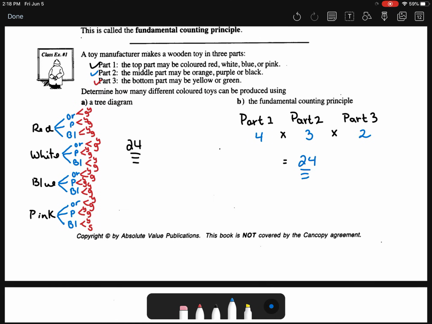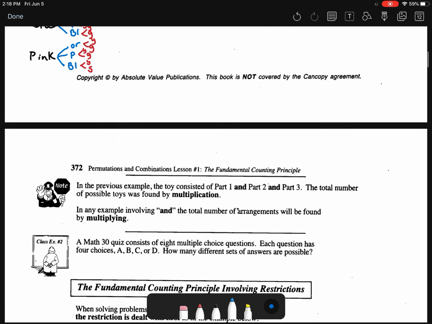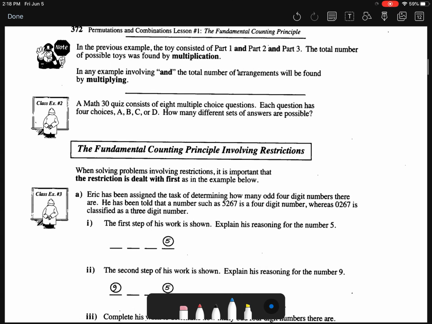And you're going to see we use the fundamental counting principle quite a bit more than we do tree diagrams moving forward. In the previous example, the toy consisted of part 1 and part 2 and part 3. So as I mentioned, when we are dealing with that word "and," we are going to multiply. And means multiply. That's what we want to do. And on the side, if you want to add it in, like I mentioned on the first page, "and" equals multiply or "or" equals add. So when you are hearing those phrases, those are the things that you're going to be doing.